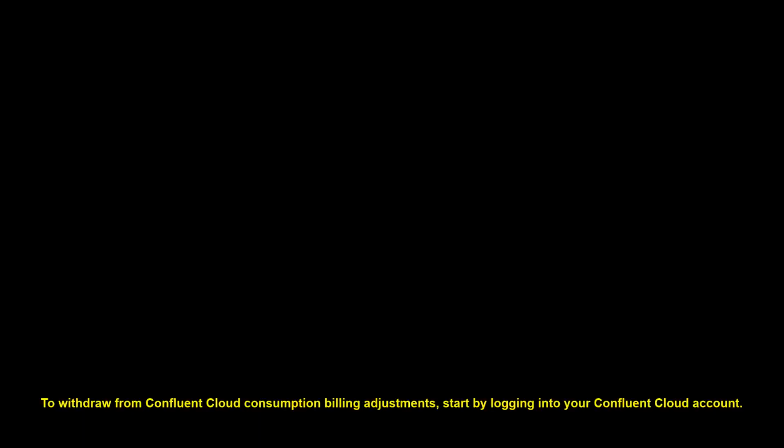To withdraw from Confluent Cloud consumption billing adjustments, start by logging into your Confluent Cloud account. Navigate to the billing section of the dashboard. Locate the Consumption Billing Adjustments tab. Click on this tab to view your current billing adjustments.